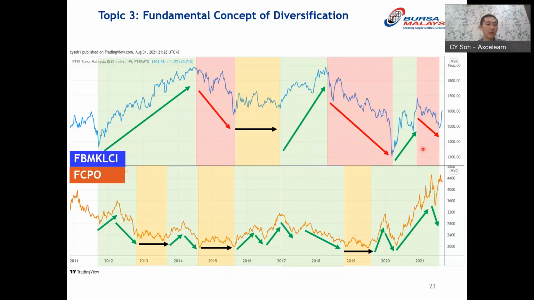Because why? Regardless of how well you diversify in stocks, when there is a market crash or the general market is down, all of your stocks are affected. They have a very high correlation to the stock market. However, FCPO, because it is a separate asset class, is not affected by the stock market at all. So in short, both the stock market and FCPO have a low correlation. Whatever the stock market does, it will not affect FCPO over the long term.